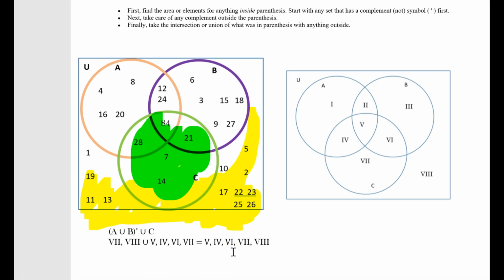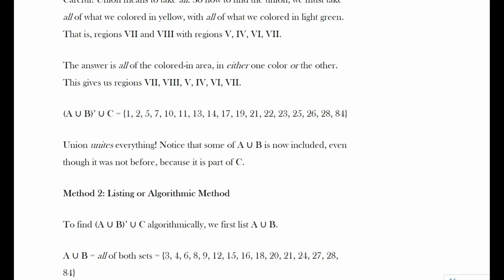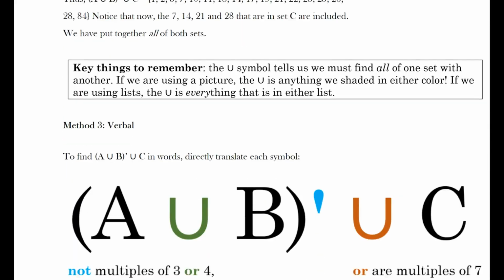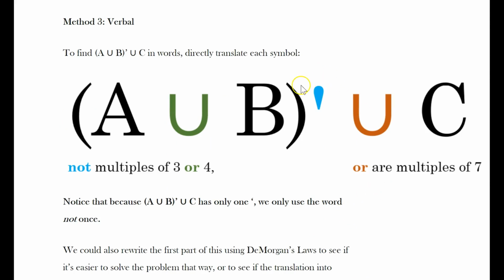And union unites everything. Now, verbally, this is a little hard to understand, so let's go to a direct verbal translation. Here it is. See, there's only one not. We're only going to say not once. So we say, these are numbers that are not multiples of 3 or 4, or they're multiples of 7. That means we're going to have all the multiples of 7 in our list of numbers, but we're not going to have the numbers that are multiples of 3 or 4 unless they're multiples of 7. That was a little complicated sounding, right?